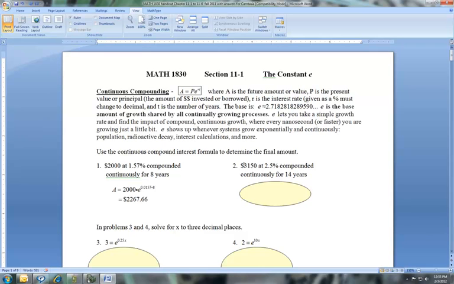So this is how much that 2,000 can grow with respect to that rate for that amount of time. The next one, you've got 3,150 at 2.5% compounded continuously for 14 years. I need you to pause me. You go ahead and try it because I'm going to go ahead and do it.